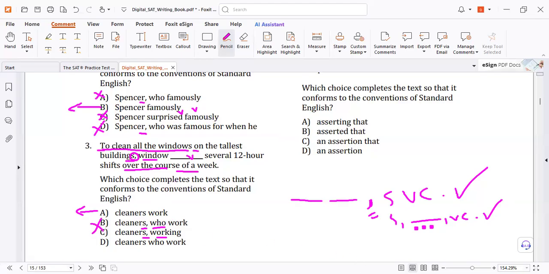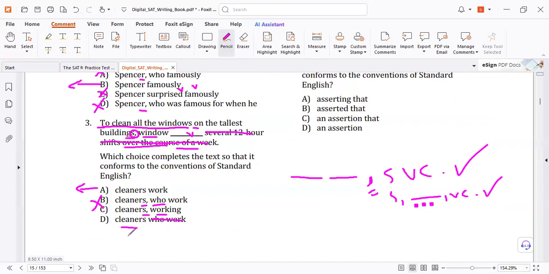Letter D, it's a clause. And we delete the clauses to reach the subject and verb. That means you will delete the clause to the end. So if I delete the clause, where is the subject? Where is the verb of this subject? So it's a fragment again.